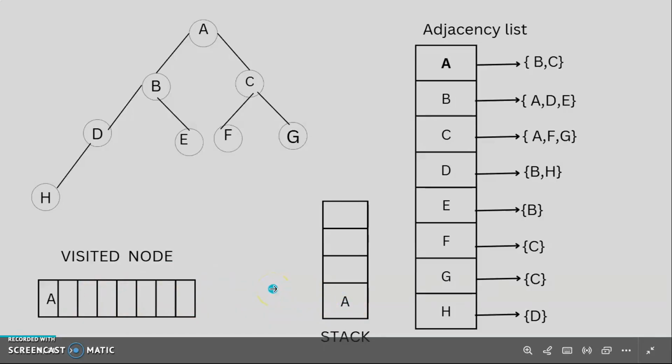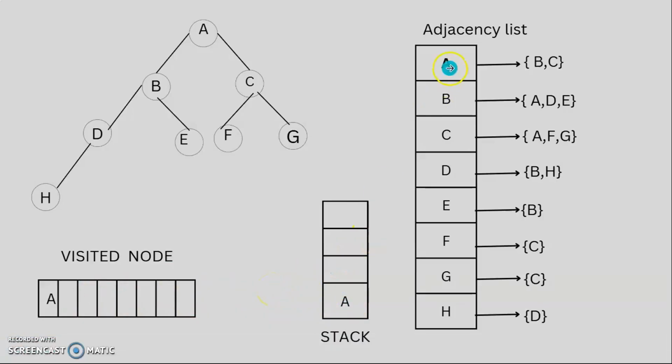So what is the next step? You refer to the adjacency list of A where you find two nodes B and C are adjacent to A. Now I have the choice to choose B or C, but I choose B because we follow alphabetical order. You can choose C also. If we choose C now, the DFS order will be different. So it is advisable to choose the nodes by alphabetical order.